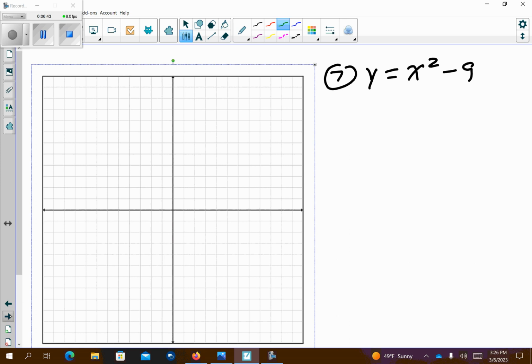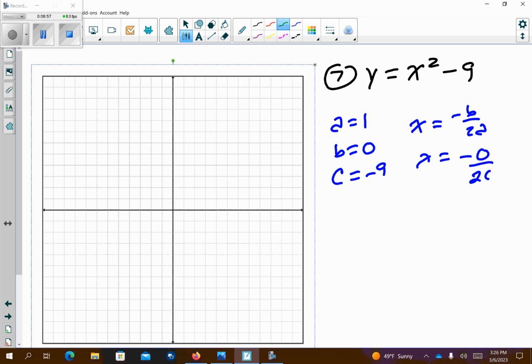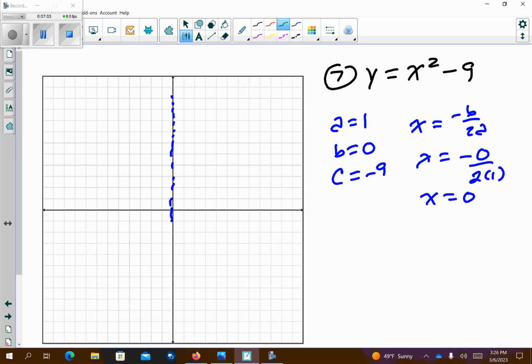All right, problem number 7. Again, my a value is 1. I don't know a b value, so it has to be 0. My c value is -9. So I get x equals -b over 2a. This one might work out a lot nicer for us. So I get -0 over 2 times 1. That's just going to give me 0. So my axis of symmetry comes right down as the y-axis.